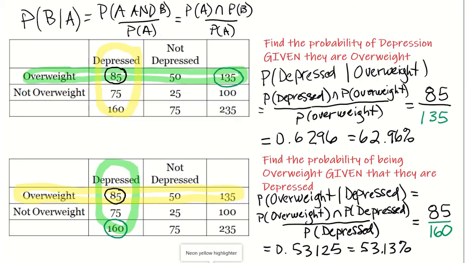So you'll notice that on these two diagrams, we were both dealing with overweight and depression, but we were reversing our conditions, and so that also reversed the order and gave us slightly different numbers.